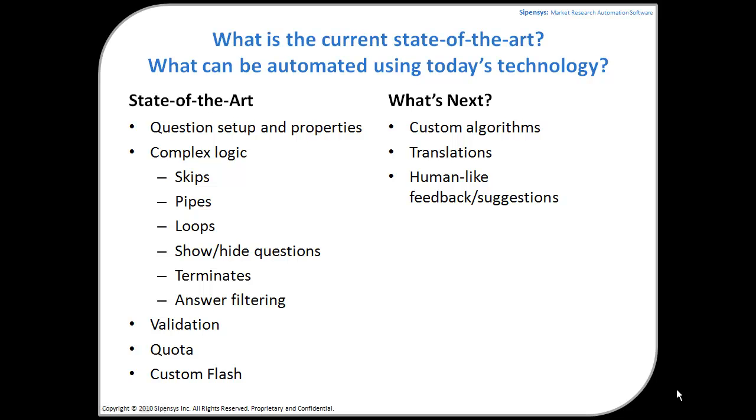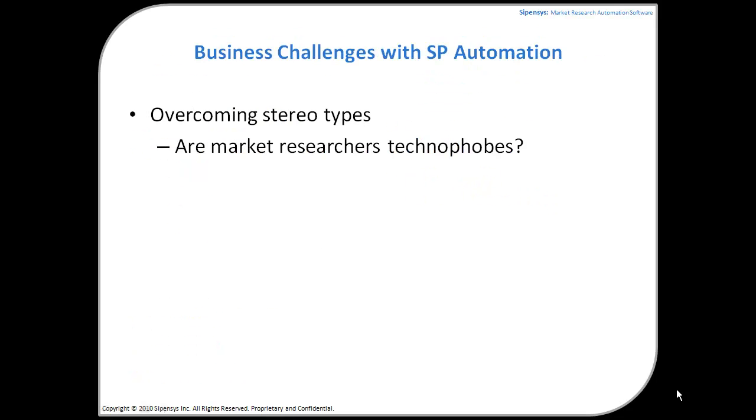Automation provides all of the benefits of a production line, plus it delivers the flexibility that is demanded by clients. So what are some of the business challenges with survey programming automation? To answer this question, it's best if we start with a macro view.